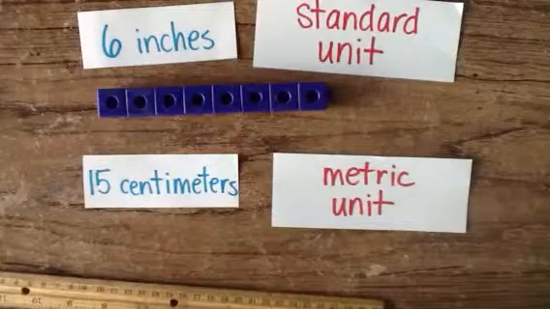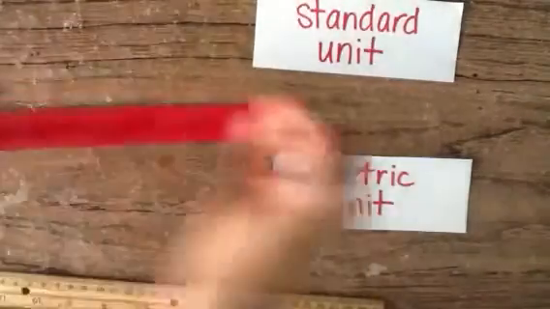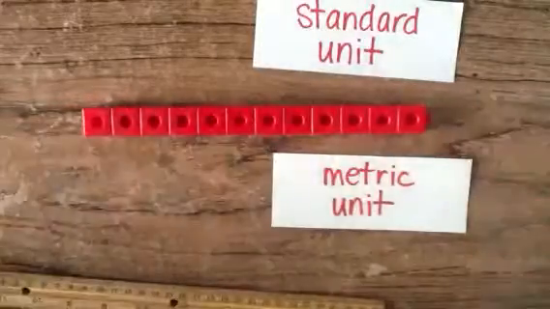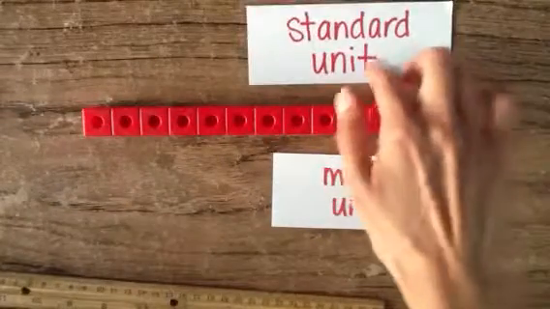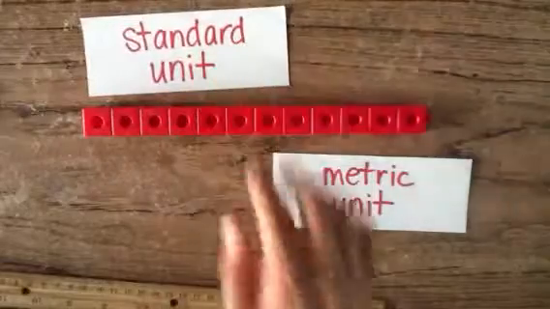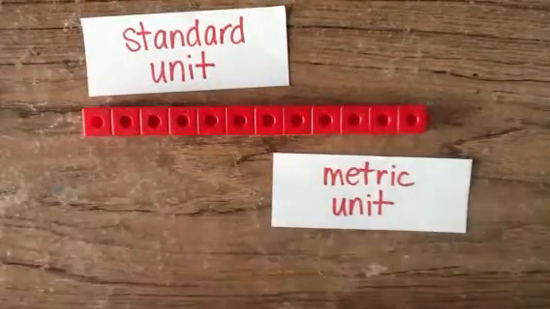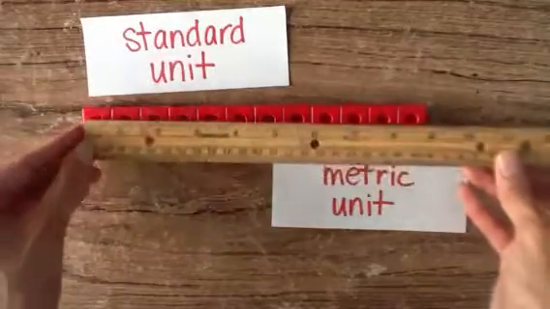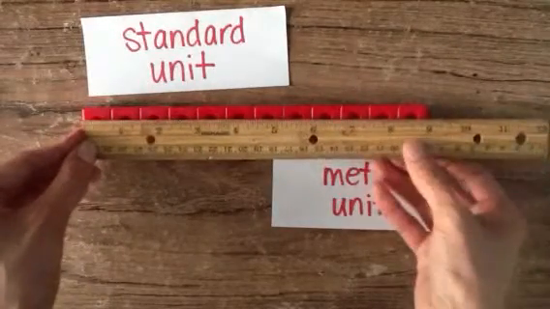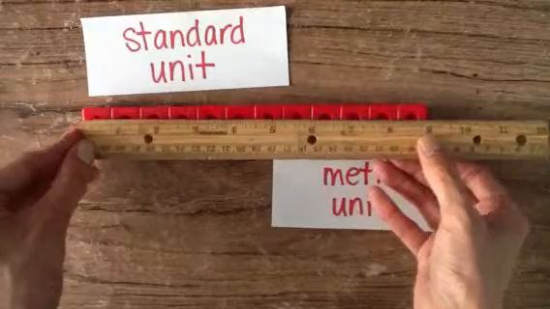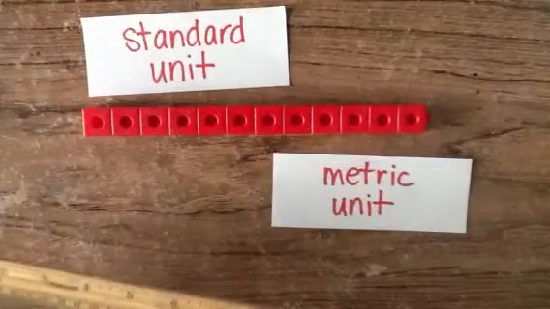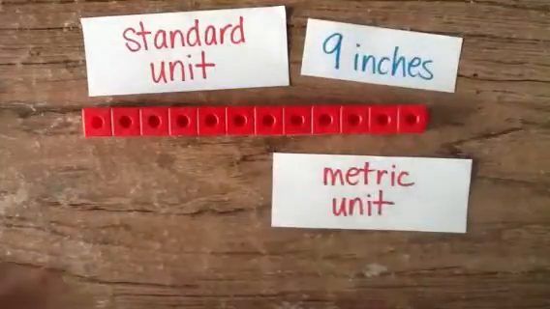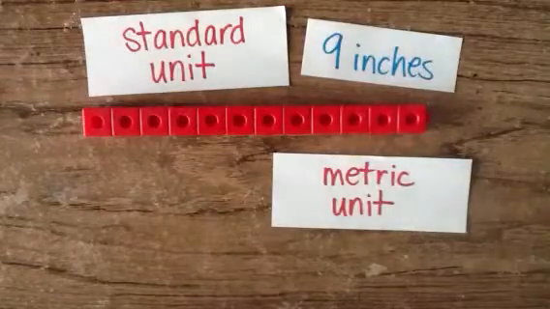All right, let's take a look at another set of blocks. Oh, let's look at that one. That one's pretty long. So first, let's start off with the standard unit. Now remember, standard unit, we're using what? Inches. So I'm going to flip to my inches side. I start at the edge, and I measure, and what do I see? 9 inches. So our standard unit of measure, that's 9 inches long.